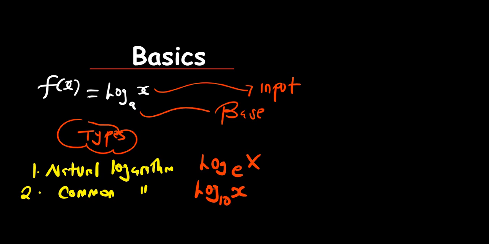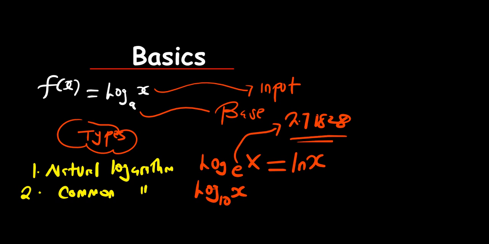Now, a log in base e is also called ln x. The e in this case, which is the base, is called Euler's number. Now, this Euler's number is about 2.71828. So it is actually a number, and it's an irrational number. So that is important for us to understand.